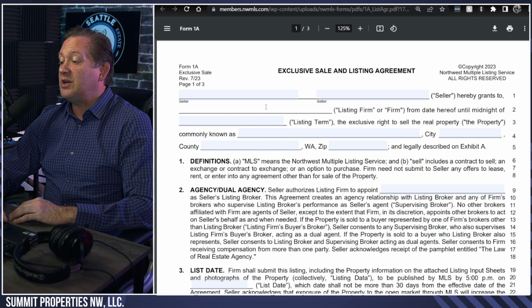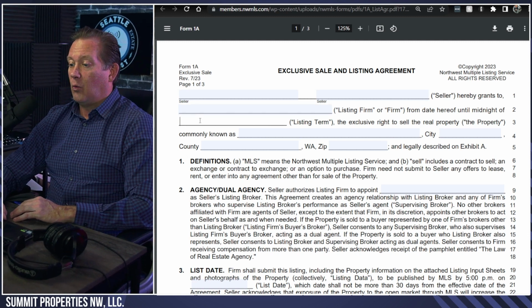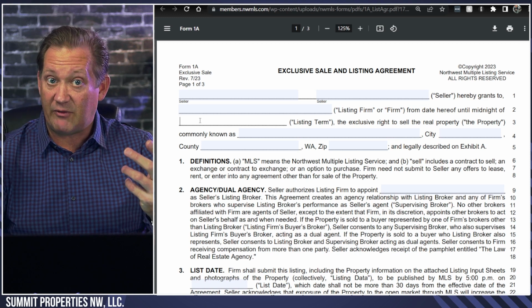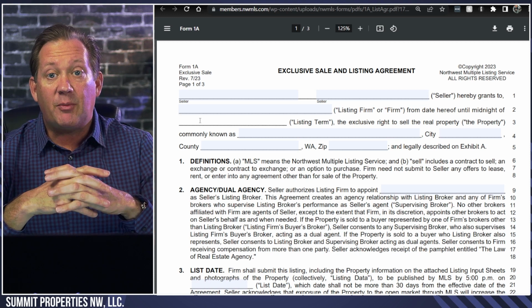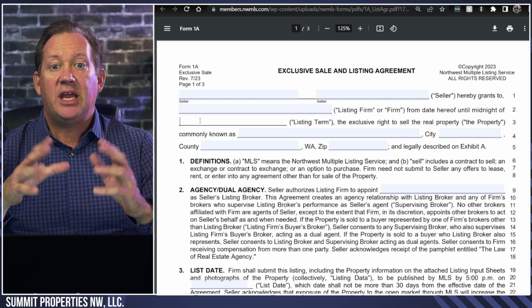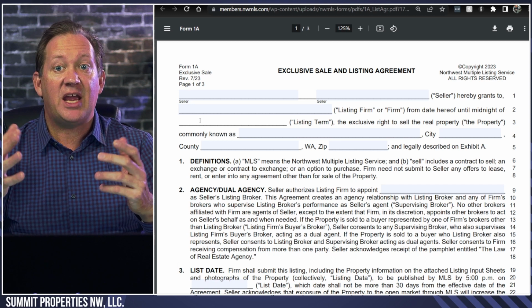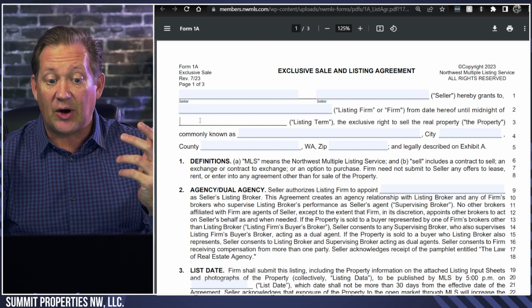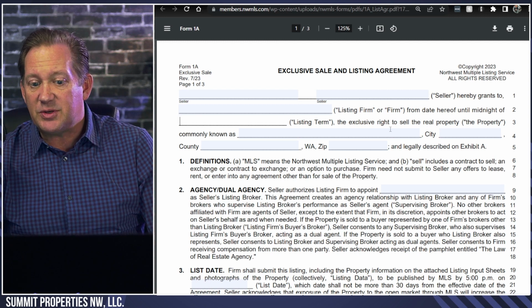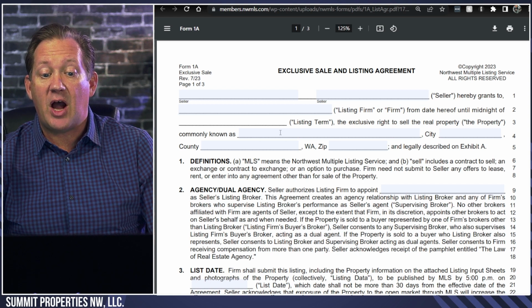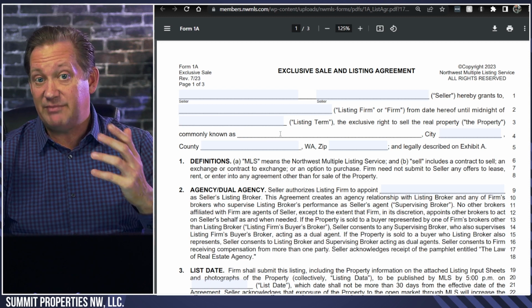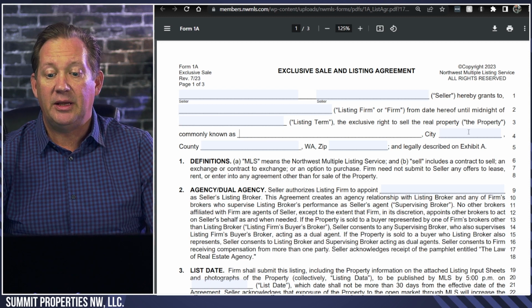From date hereof until midnight of whenever the time is, this is through, until whenever you put your expiration. Talk about that with your seller so you know what that listing period is going to look like. Is it 30 days? Is it 60 days? Is it 90 days? Is it 6 months? Is it a year? That's up to you. It's whatever you negotiate. So the exclusive right to sell the property, and the property commonly known as, here you put in the house number and the street name, whatever that might be.